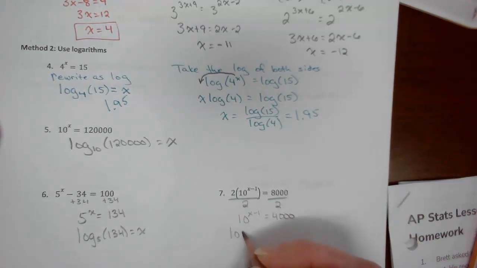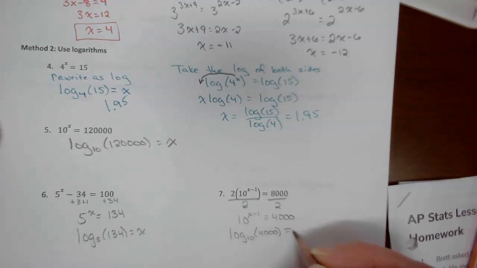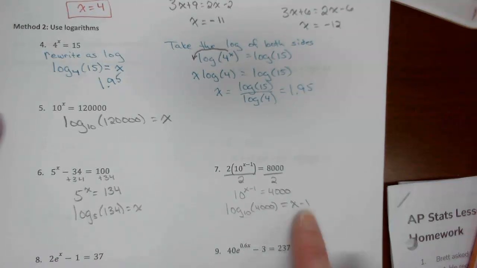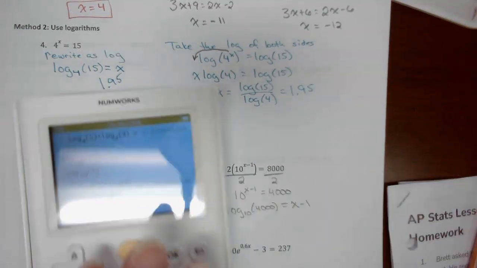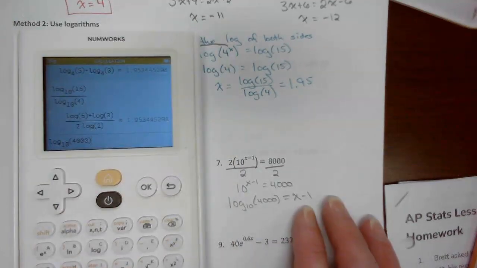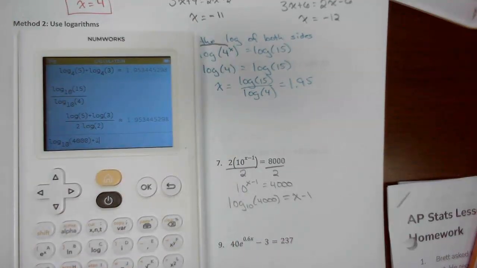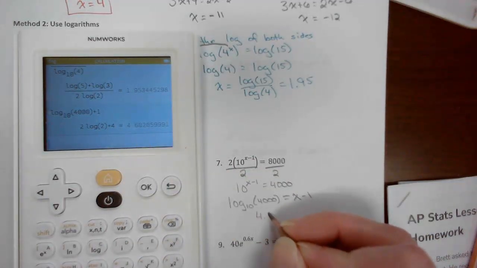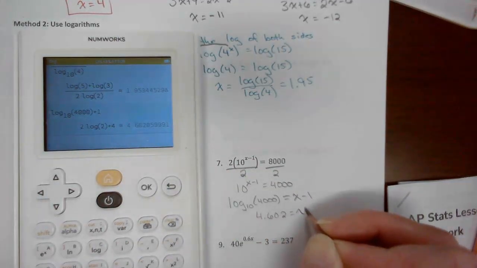Now I can rewrite it. But this time I'm not done yet because there is something next to the x. So this time I'd go ahead and find log of 4,000. But then I'm going to need to add 1 to it. And I'm going to get the decimal, 4.602 equals x.